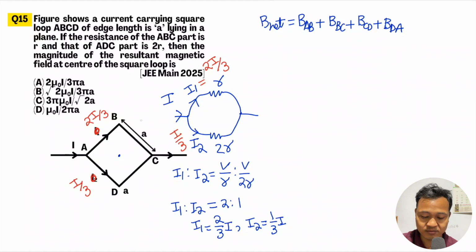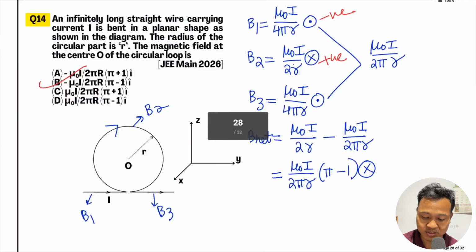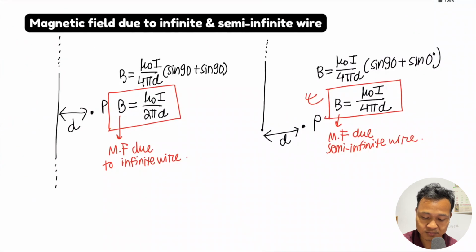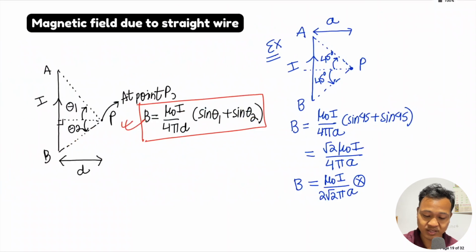Here AB is not an infinite wire. It is a finite wire. So if I try to find the magnetic field at this point, this angle is 45 degrees. Again, this is also 45 degrees. We solved this example earlier. So if I have a wire like this and want to find the magnetic field at this point, it makes 45 and 45. So the magnetic field at this point will be mu naught I by 2 root 2 into pi into A. Okay.